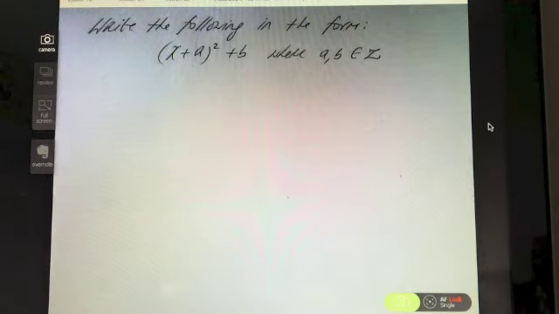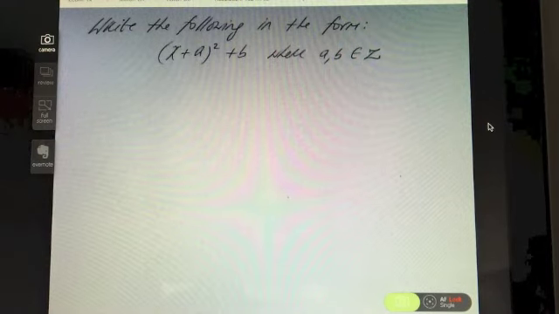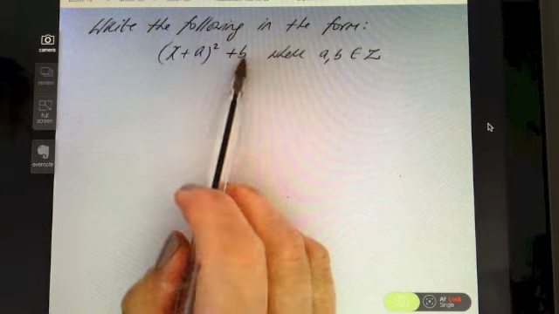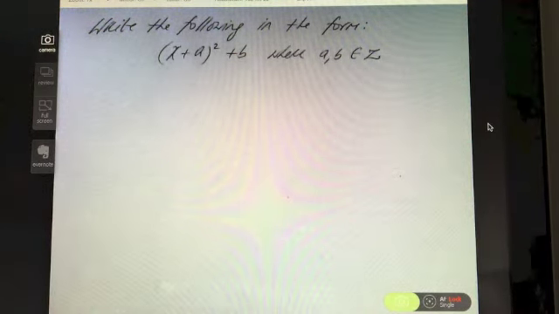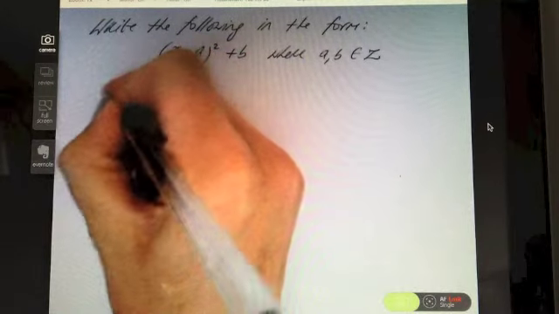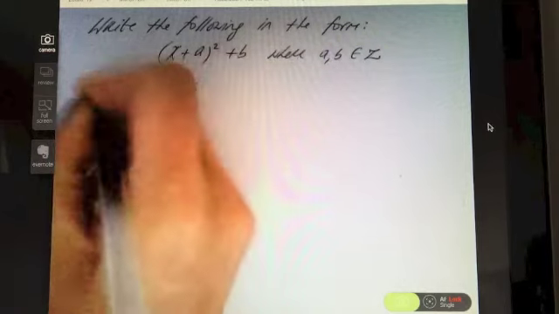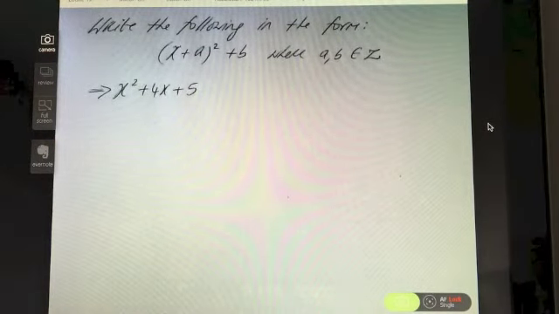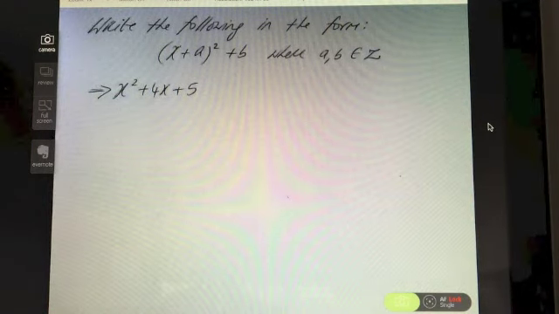Okay, so try this. I want you to write the following in the form x plus a all to be squared, add on something else. Okay, so add on this b, whatever this value is here. So we're going to try this for x squared plus 4x plus 5. Okay, here's your first one. If you feel confident, pause the video and see how you get on with it. If not, take a look as I do one with you slowly, and then you'll probably be in a better position to do and practice the rest.